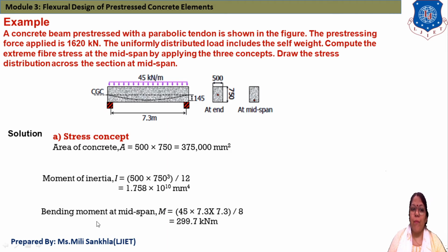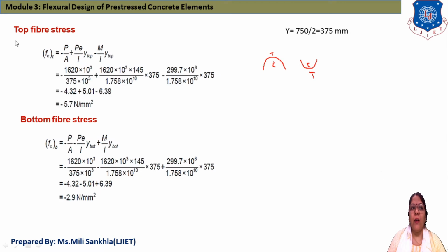Next we find the bending moment at mid-span. The maximum bending moment at mid-span is M equal to WL² by 8, where L is 7.3 and W is 45. Dividing by 8, we find the moment at mid-span, that is 299.7 kN·m. Next, we find the top fiber stresses and bottom fiber stresses due to the stress concept.